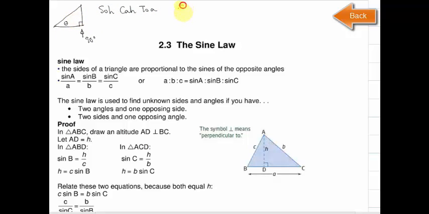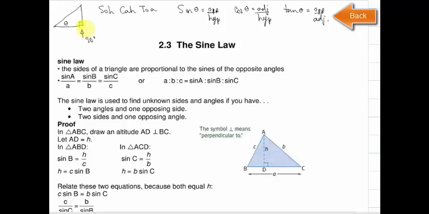So you know that sine of theta is opposite over hypotenuse. Cosine of theta is adjacent over hypotenuse, and tan of theta is opposite over adjacent. Now, you can only use these ratios when you're dealing with a right triangle.